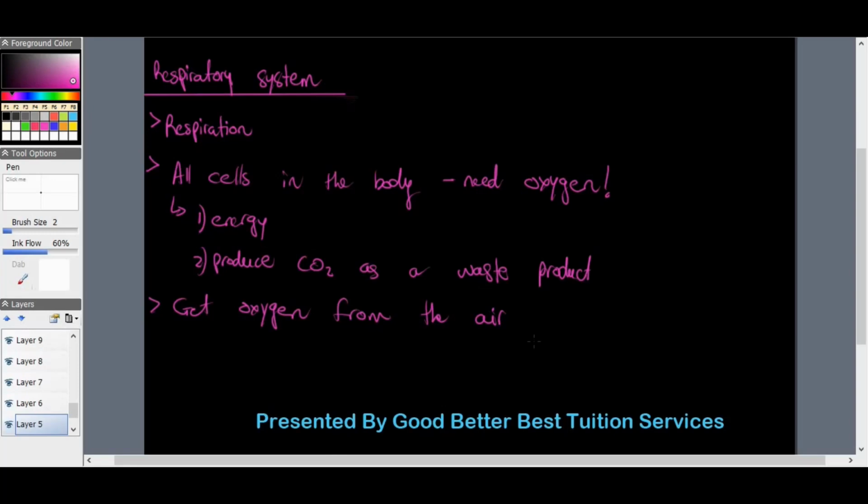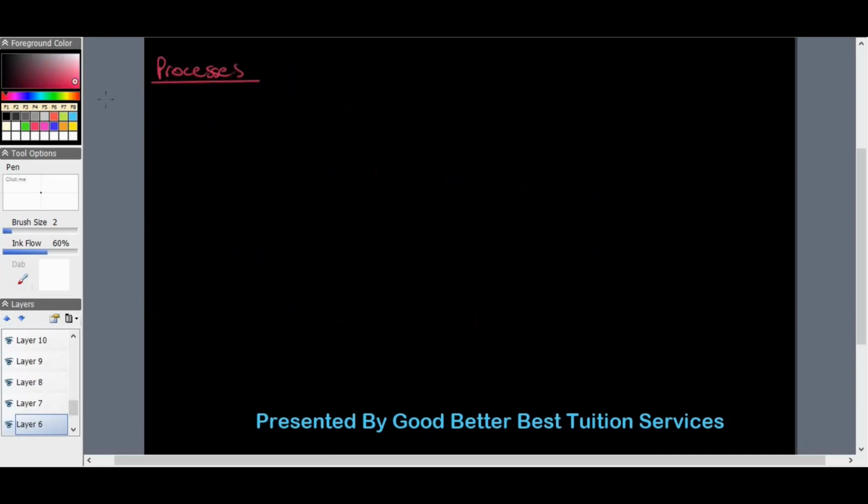Later on, when we get to another unit down the line, because we're still in the first term, we'll learn about the respiratory system in more detail. But we're just going to introduce some of the main points here. So we've introduced the respiratory system.